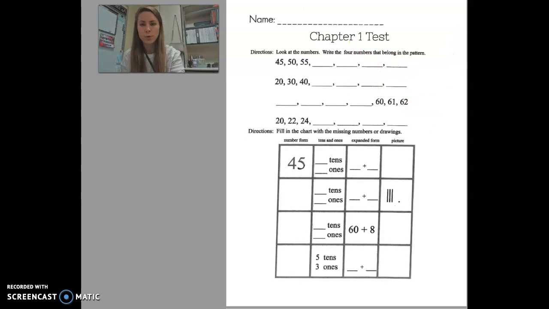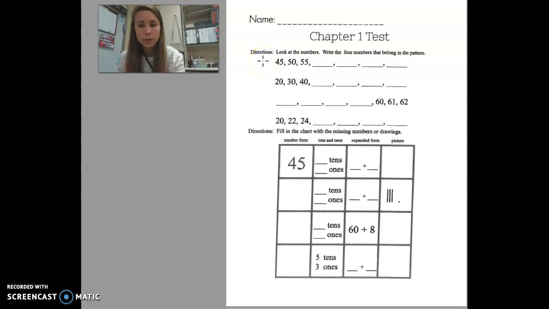So this is your Chapter 1 test. This is what is sitting in front of you. First problem, directions. Look at the numbers. Write the 4 numbers that belong in the pattern.